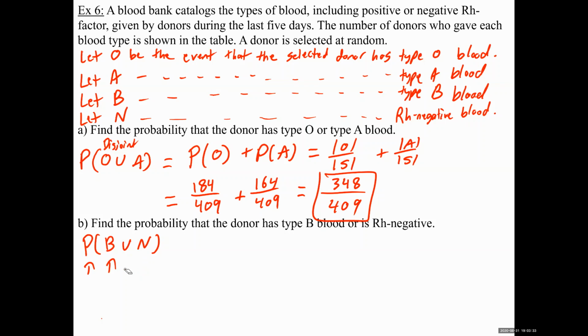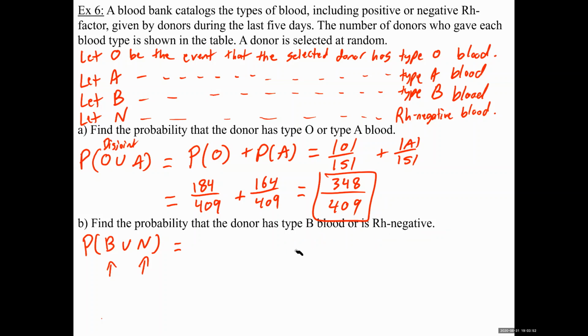Again, it's an OR problem. There are two OR formulas depending on whether the events are disjoint or not. So I need to know if they're disjoint. I first ask if there's someone in both. Can someone have type B blood and also RH negative blood? Can you have both, type B and RH negative? Yes or no? Yes.